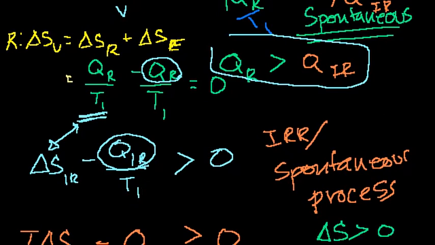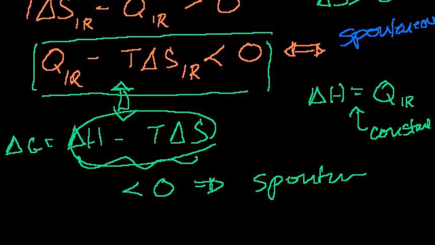So hopefully that gives you a sense of where you can get to the Gibbs free energy formula and how it derives spontaneous reactions from just our basic understanding of what reversible and irreversible processes are and how they relate to entropy and heat exchange and enthalpy.